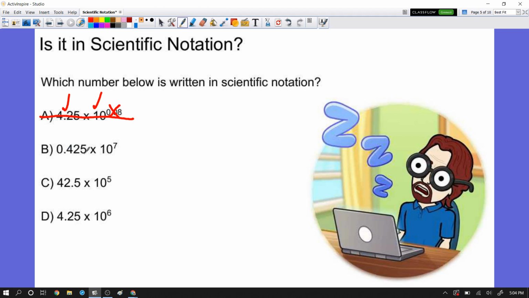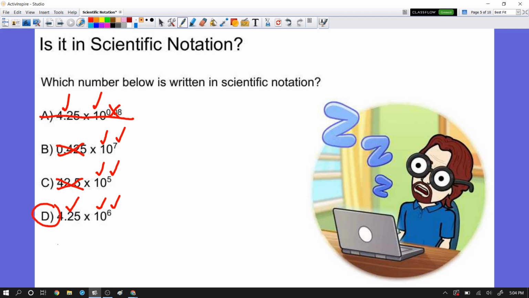Is this number between 1 and 10? Wrong. It's less than 1. Can't do it. But it does have a base of 10, and it does have an integer for the exponent. Is this number between 1 and 10? No, it is not. Wrong. But it does have a base of 10, and it does have an exponent as an integer. Is this between 1 and 10? Check. Does it have a base of 10? Check. Does it have an integer for the exponent? Check. This is written in scientific notation.